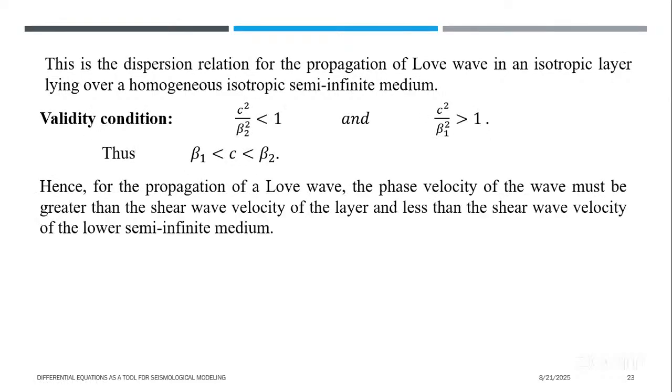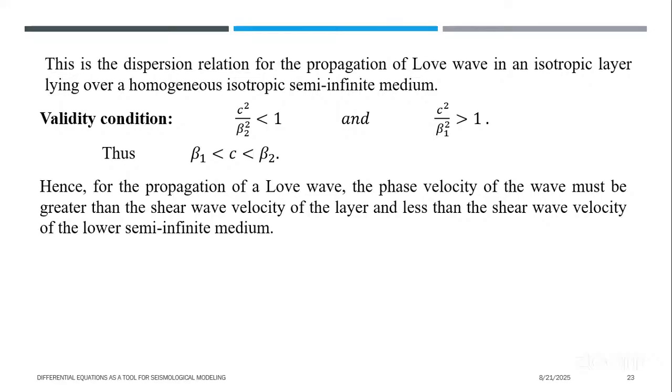This means that C, the velocity of the Love wave, is valid when you have a layer whose bulk shear wave velocity is less than the bulk shear wave velocity of the half space. If such a configuration is there, then one can study Love waves. Otherwise, it is not going to be allowed. This validity condition is mathematically proved by this model.